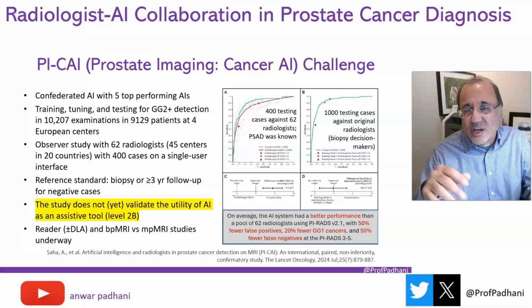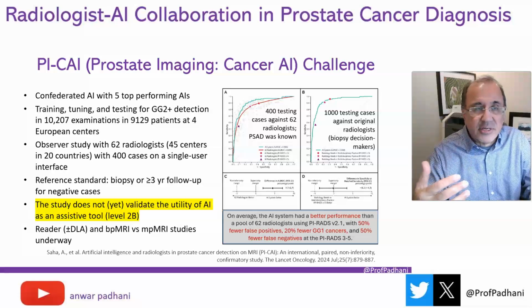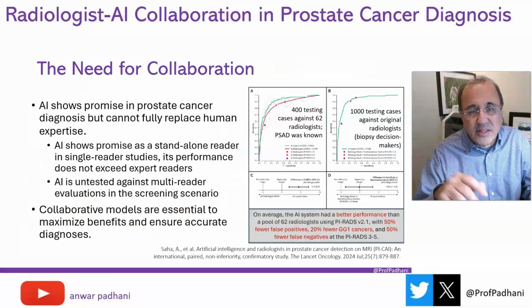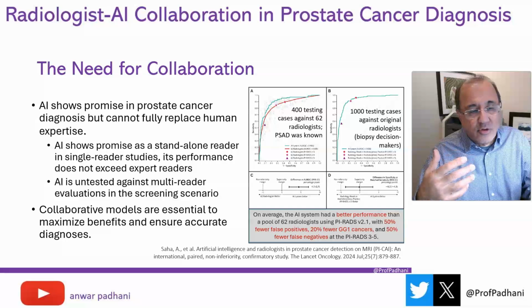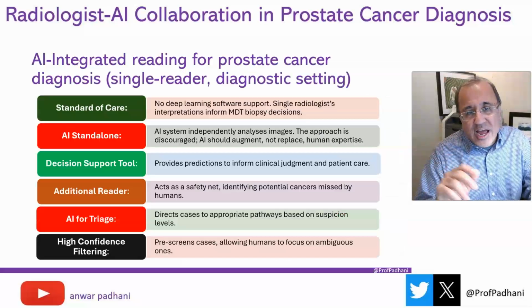So these radiologists were working on their own machines, using their own PACS systems, and had clinical metadata working within MDT, so it's not surprising that the original radiologists are not beaten by the AI. So what we can say is that the AI shows promise as a standalone reader against single readers, but its performance does not exceed expert readers, and two, that this AI is currently untested against a multi-reader situation. So for example, in screening you might have more than one reader. Do we know whether this AI would exceed the performance? I would think not. So what we're saying is we need some sort of collaborative models to ensure that we maximize the benefit of using the AI and to ensure accurate diagnoses.